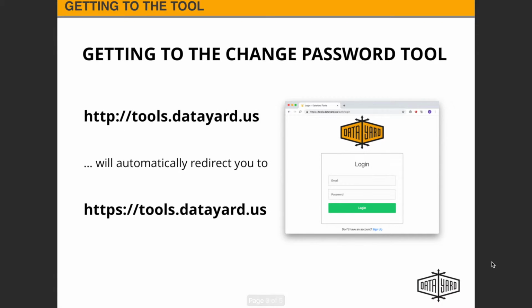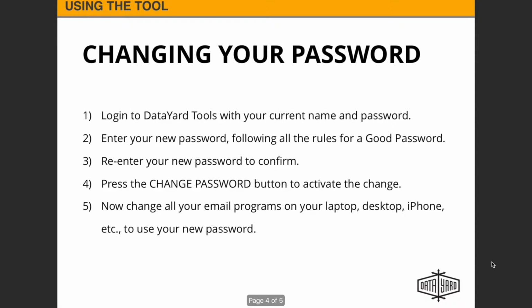So how do you get to the tool? Go to your web browser and type in http://tools.datayard.us. In most browsers, you can just type in tools.datayard.us and it will take you where you need to go. If you type it in without the HTTPS, doesn't matter, we'll automatically redirect you to the secure version of the page at https://tools.datayard.us. Either way, you'll get to the right place and you'll see a page that looks just like this one.